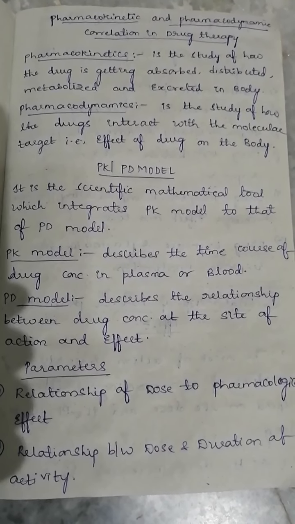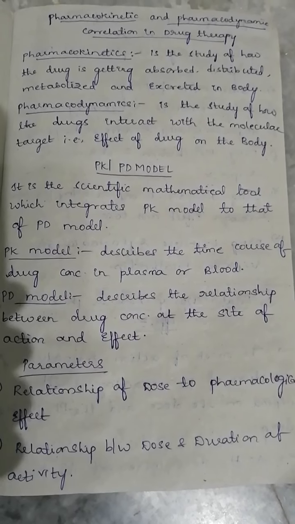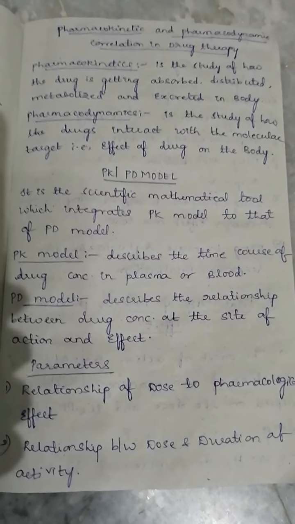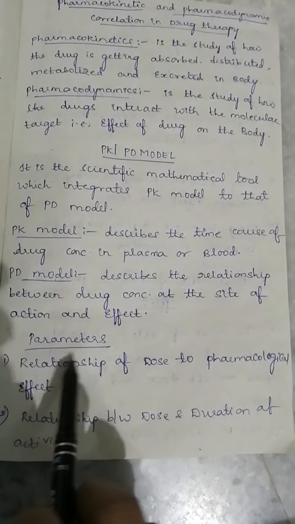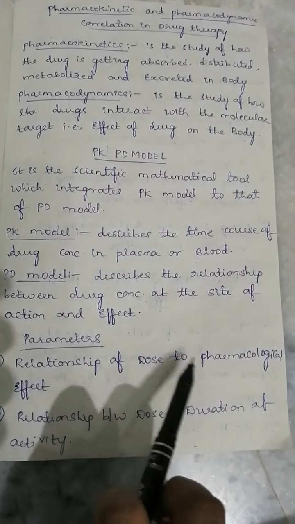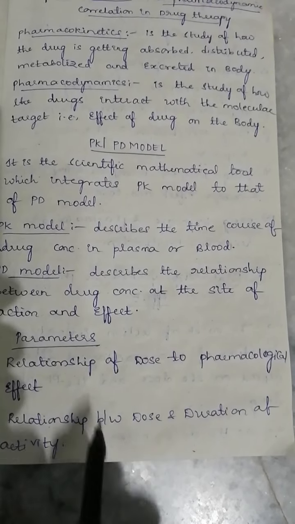Okay, so in this pharmacokinetic and pharmacodynamic correlation in drug therapy, you have totally 10 parameters. So you have to study each individual parameter. Coming to the parameters, the first one is the relationship of dose to the pharmacological effect, and the second is the relationship between the dose and duration of activity.